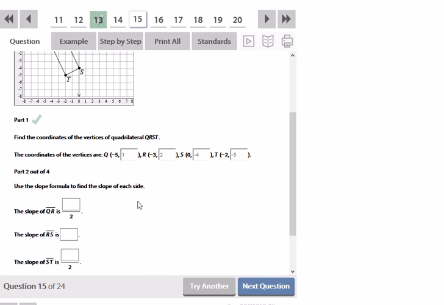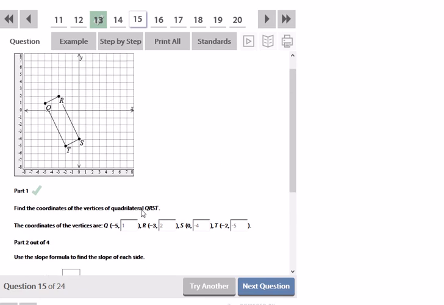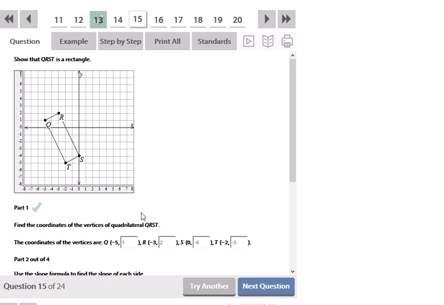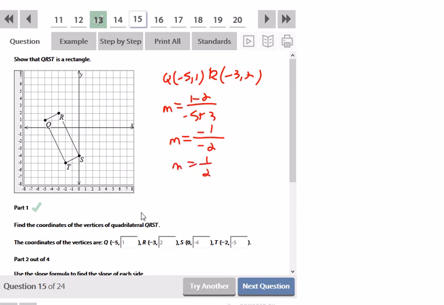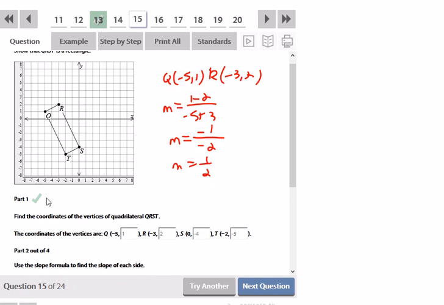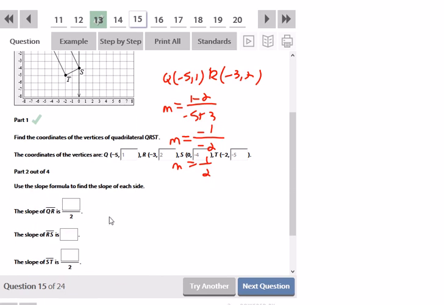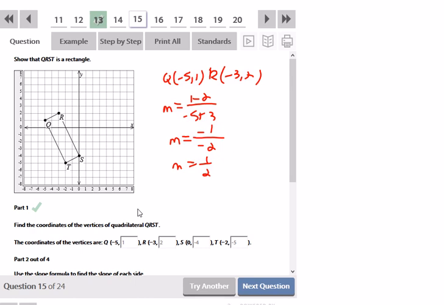So use slope formula to find the slope of each side. The slope of QR. Okay. So QR, Q is at negative 5, 1. R is at negative 3, 2. So m is equal to 1 minus 2 over negative 5 plus 3. So m is equal to negative 1 over negative 2. So it's 1 over 2.